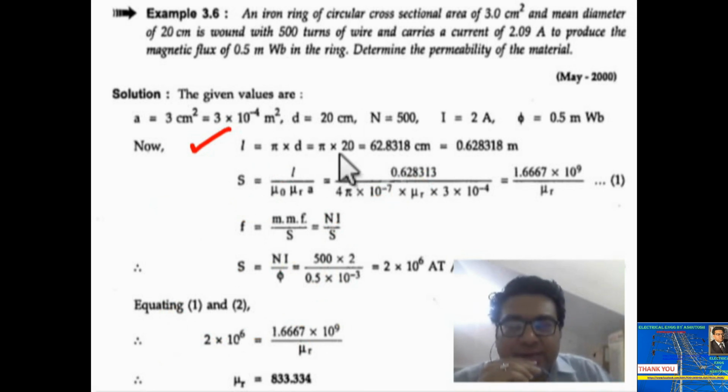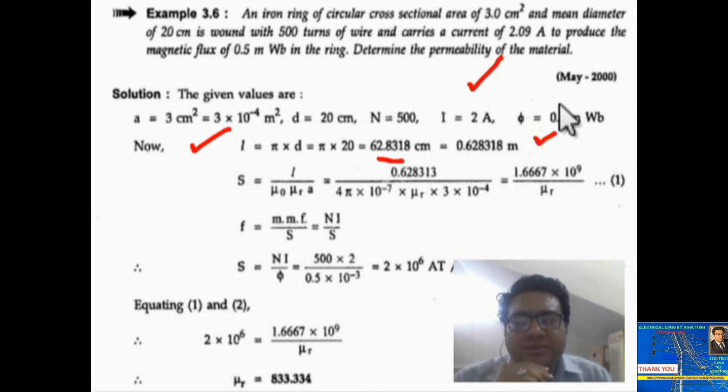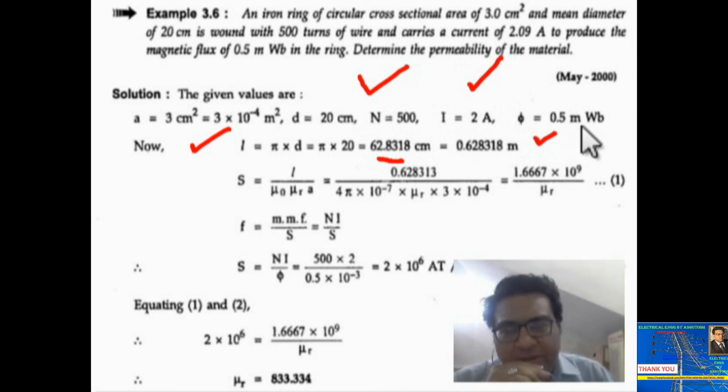So pi into 20, converted into meter, becomes 62.8318 centimeter. And then divide it by 100. It becomes 0.628318 meter. And what is the current? 2 ampere is given. Current is passing in the windings. Number of turns is 500. Flux is 0.5 milliweber. Then guys, this is the formula for reluctance S.